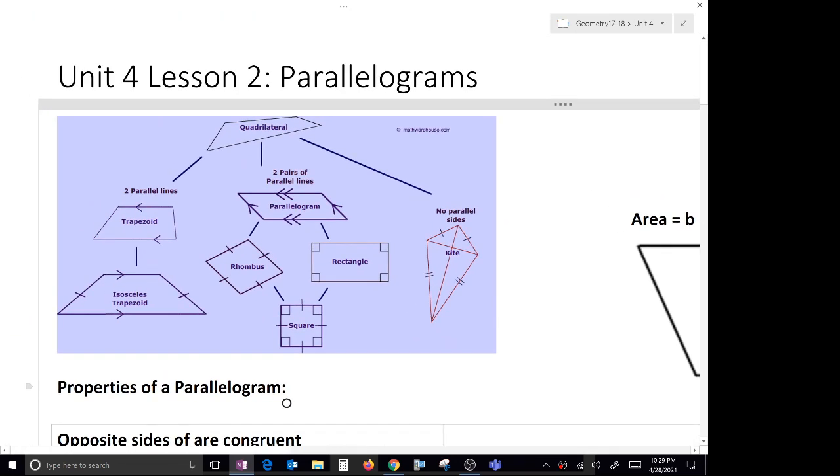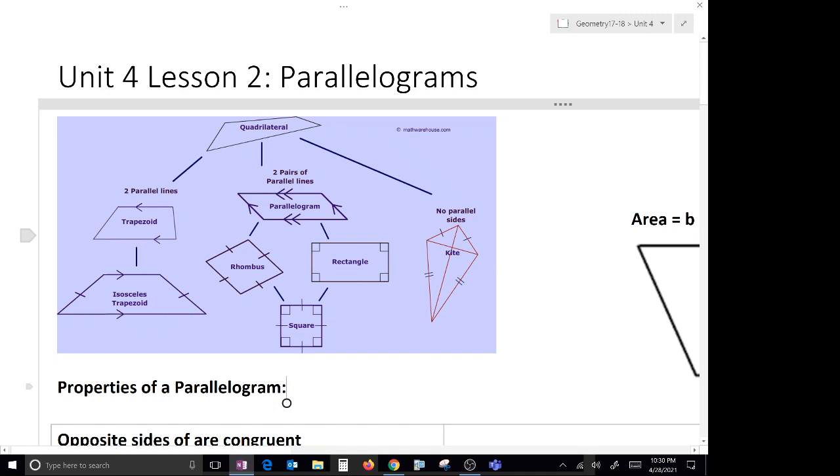So last lesson, we looked at all types of polygons, including quadrilaterals and hexagons and heptagons and all sorts of polygons, but we're going to focus in on this lesson only on our four-sided polygons, specifically quadrilaterals. And what we have here is what I call our quadrilateral family tree. So we classify our quadrilaterals into different types.